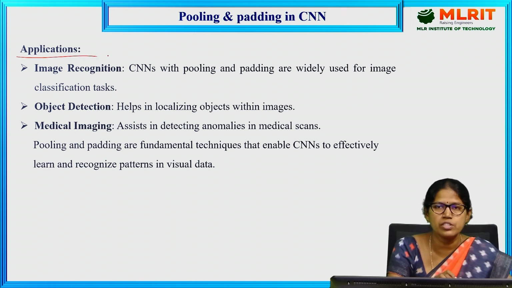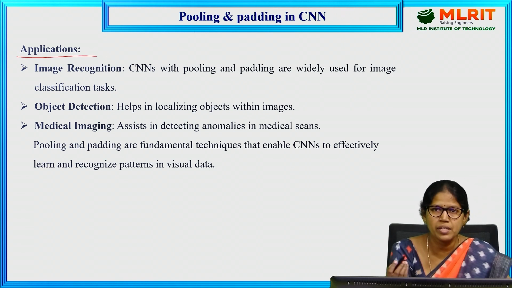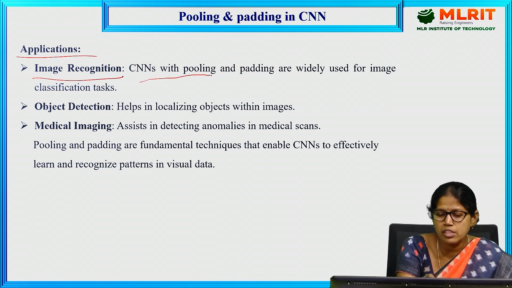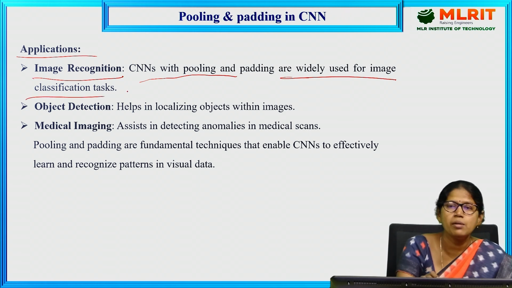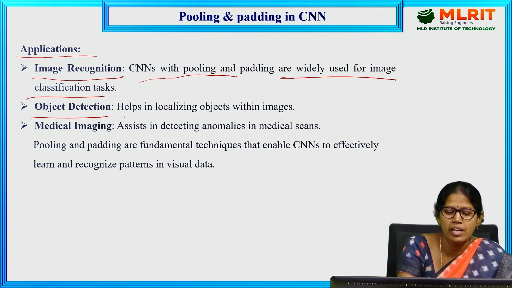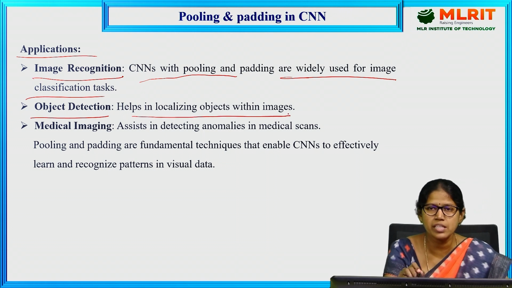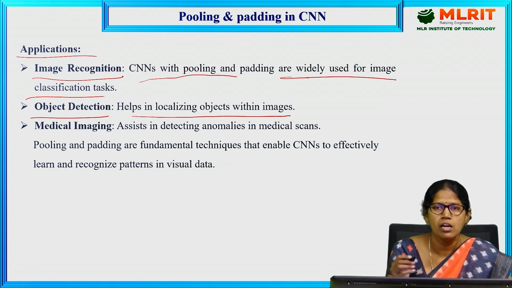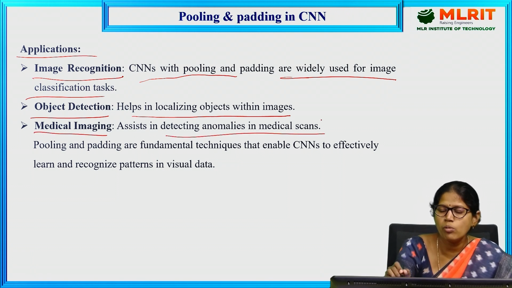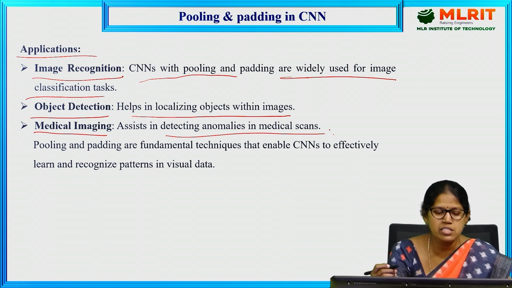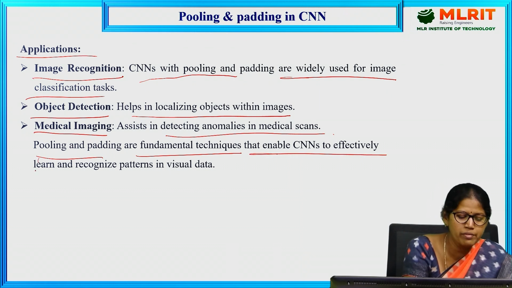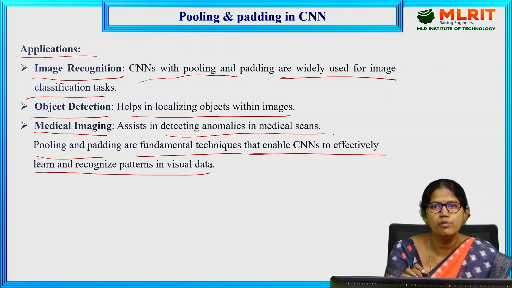Let's see the applications. We have already seen the CNN applications, and the same applications apply here too. Image recognition: CNNs with pooling and padding are widely used for image classification tasks, whether it is a cat or a sparrow. Object detection helps in localizing objects within images, for example drawing boxes around a traffic signal. Next, medical imaging: it assists in detecting anomalies, or abnormalities, in medical scans. Pooling and padding are fundamental techniques that enable CNNs to learn and recognize patterns in visual data.